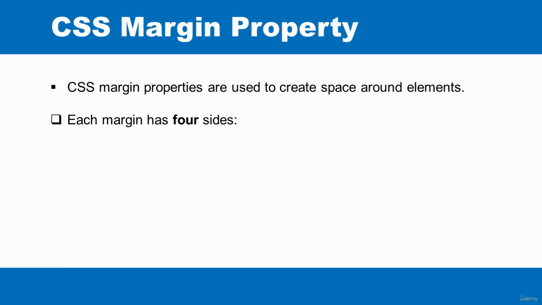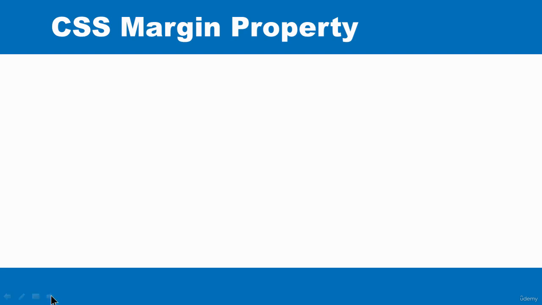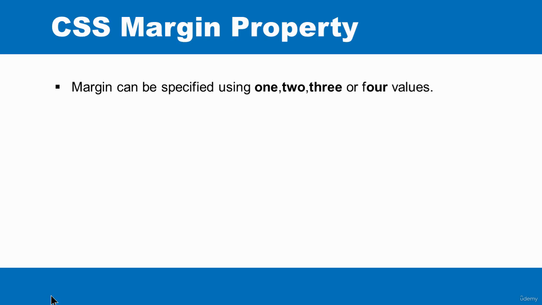The 4 sides of the margin properties are margin top, margin right, margin bottom, and then the margin left. When you use margins, you can specify the values for the margins. Margins can be specified using 1, 2, 3, or 4 values. The values can be applied to the margins based on the number of values specified. So let's take a look at how the values are applied based on the specified values.